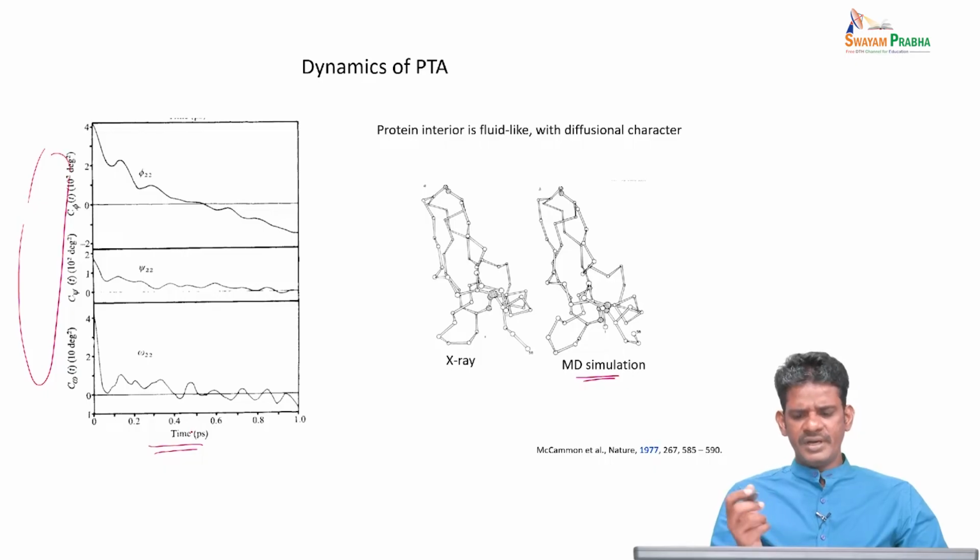This is one of the very important results that was obtained only through MD simulation, because at that time experimental means were not available. But now you can do NMR and other kinds of advanced techniques to study it. Back in 1977, computer simulation was used to study the protein interior dynamics.